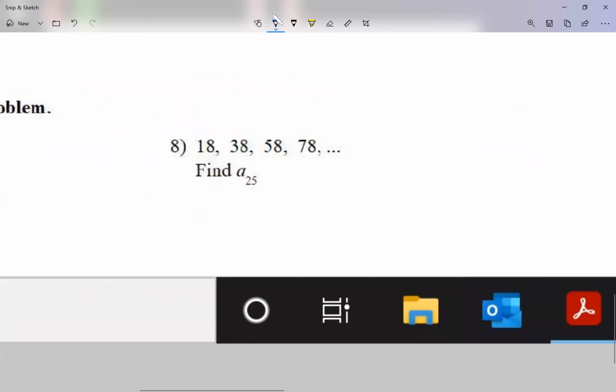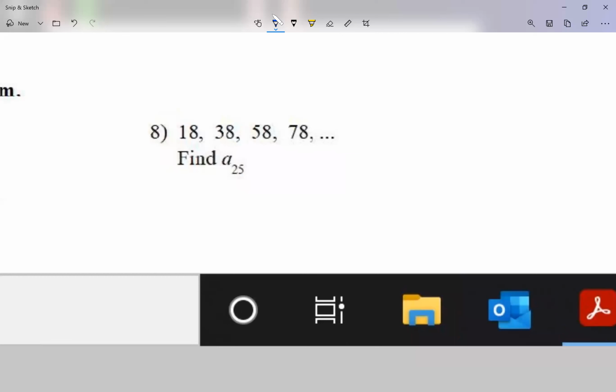Now let's take a look at number 8. Now here, from 18 to 38, I added 20. And it seems like I added 20 again, and I added 20 again. It keeps on adding. So I'm going to assume the numbers repeat, right? That's inductive. I'm assuming things repeat. So the way I'm going to find this out, again, you can add 20 to find the next number and do all the way till you find the 25th number on the list. That's the long way.